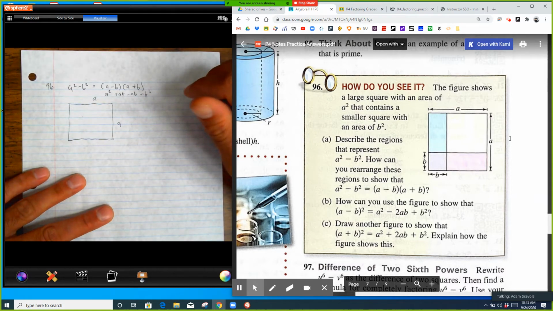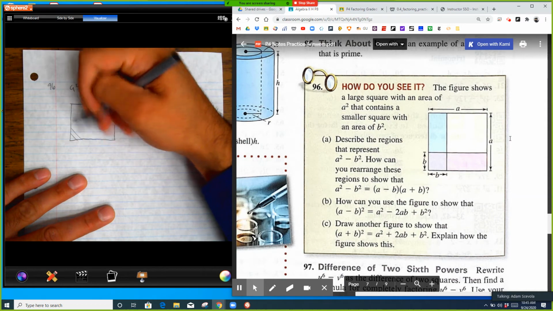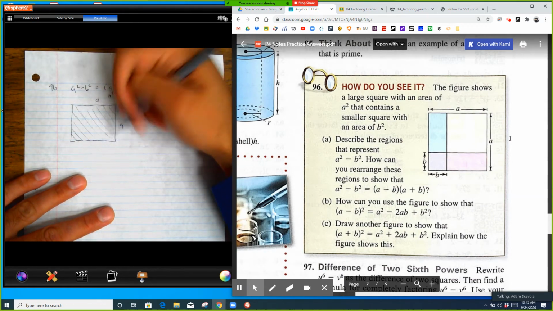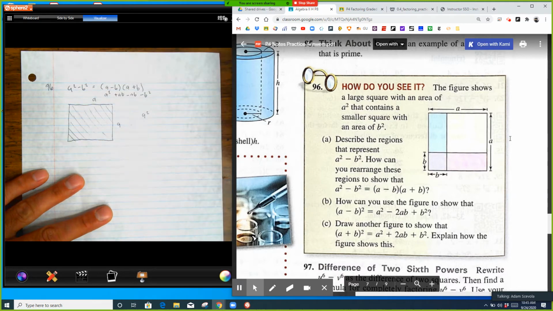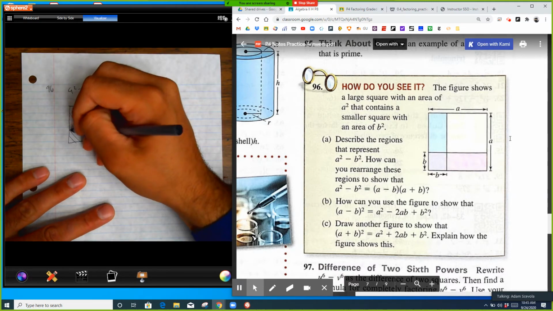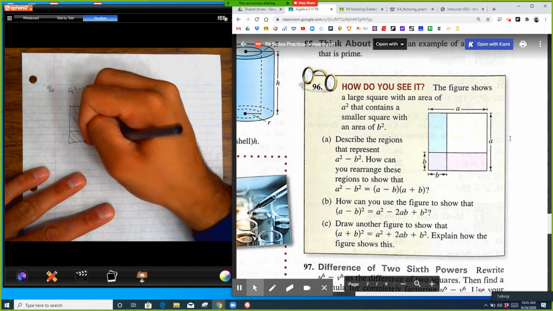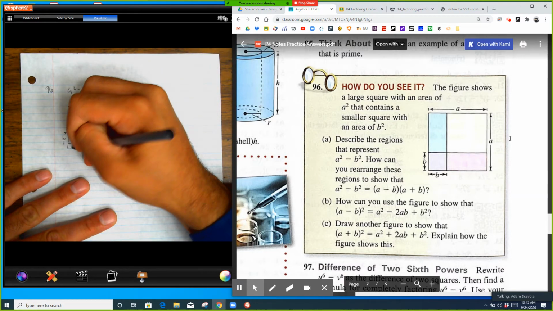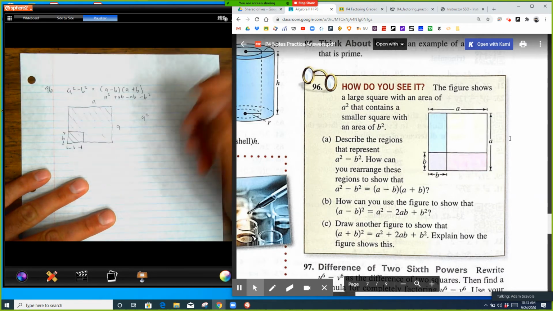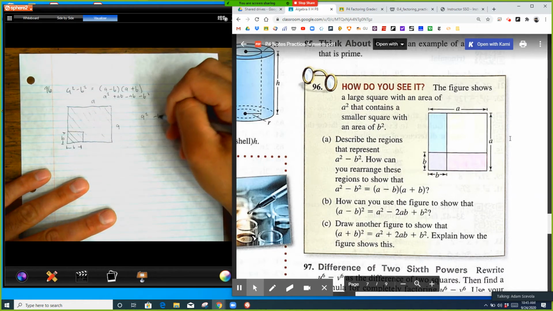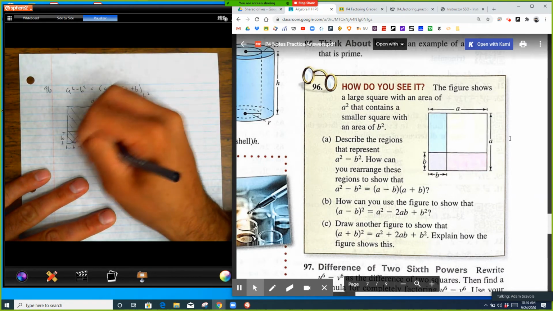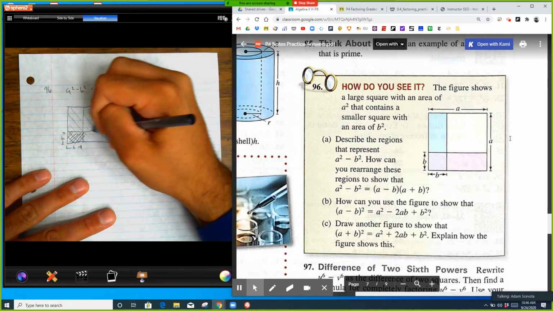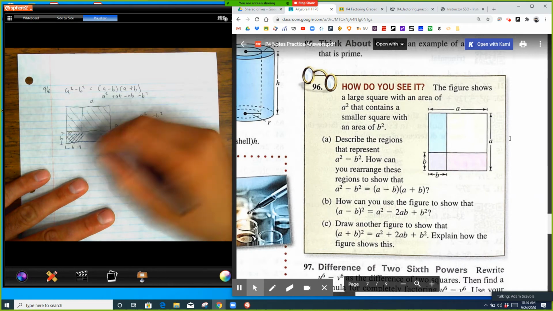So this square is A by A. So if I color that in with my pen, that's going to represent A squared. And then I have a little square here where this part is B and this part is B. So now if I subtract B squared, this part gets eliminated. So now we have these three other regions.